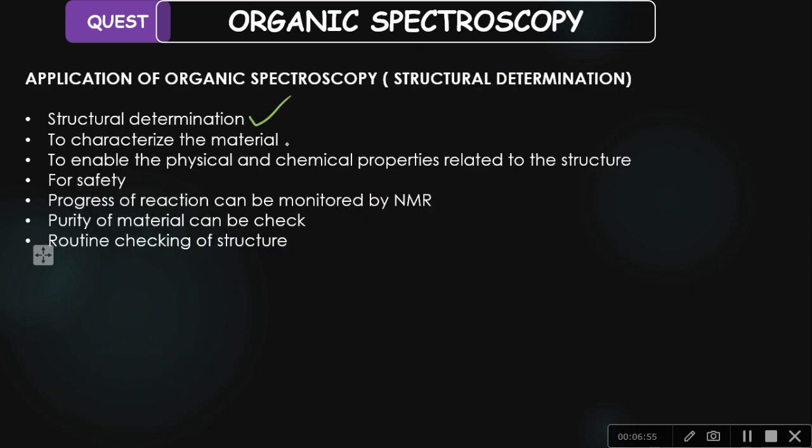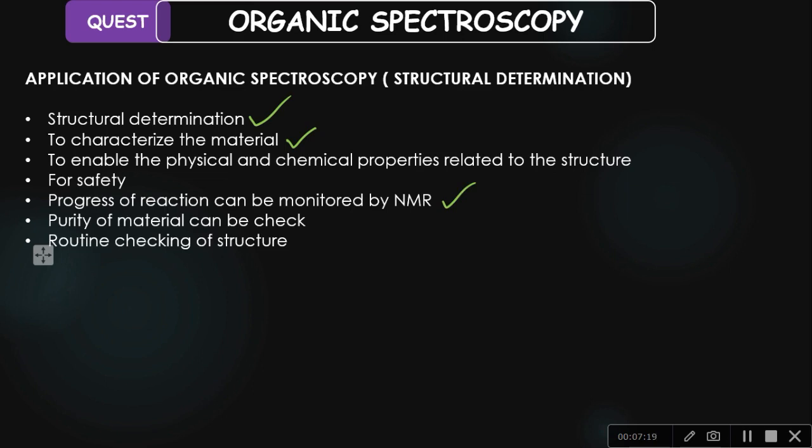Now, to characterize the material. When I talk about characterizing the properties of those materials, is that okay? It will help you to characterize the material, the properties of those materials. Now, to enable the physical and chemical property related to the structure, and therefore safety, and then to monitor the progress of a reaction. These techniques, NMR is usually used.